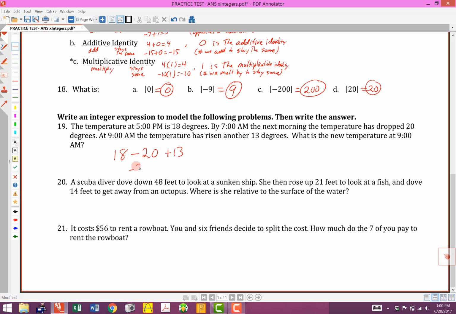If we put these together, we get negative 2, and then we're going to add 13. Different signs, find the difference. So we end up with 11 degrees. There's our answer. So again, here's the thinking and the thought process and the integers that go into the problem, and then there's the number answer right there.